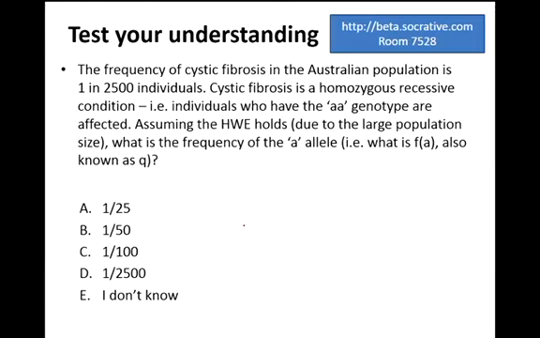Okay, good. The majority answer so far is B, and B is the correct answer here. It's 1 in 50. If we draw it up here, the people who have CF are represented by q squared. If these people are one in every 2,500, this just means q squared is equal to that, which means q is the root of that, which means q is 1 on 50.